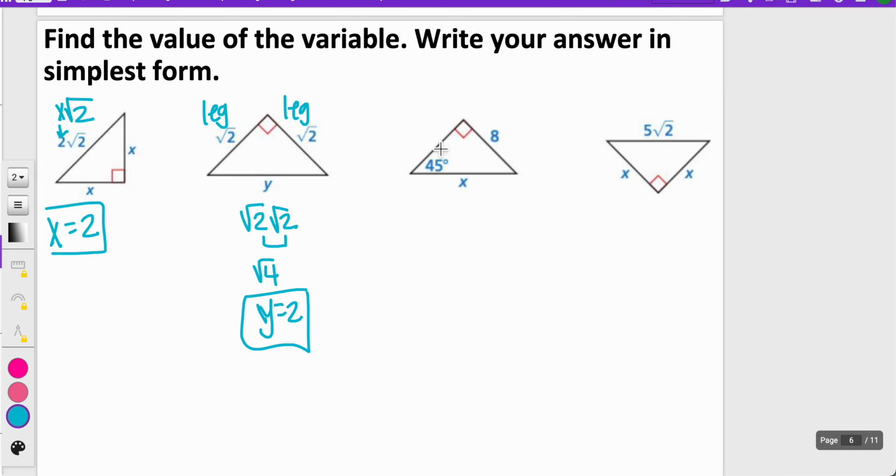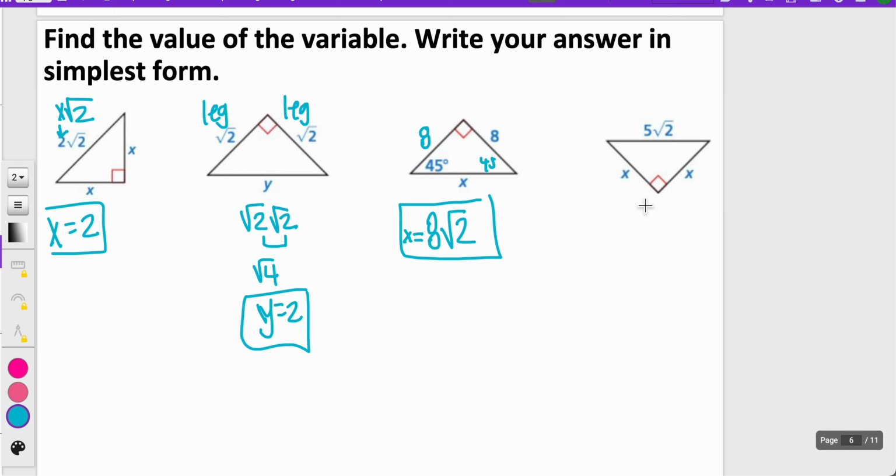For this question, we can assume that if this is 45 degrees, this is 45 degrees, which means 8 and 8 should be matching. And again, if our legs are 8, we're just going to take our leg, 8, and multiply it by the square root of 2. We can't simplify that anymore, so x is equal to 8 times the square root of 2.